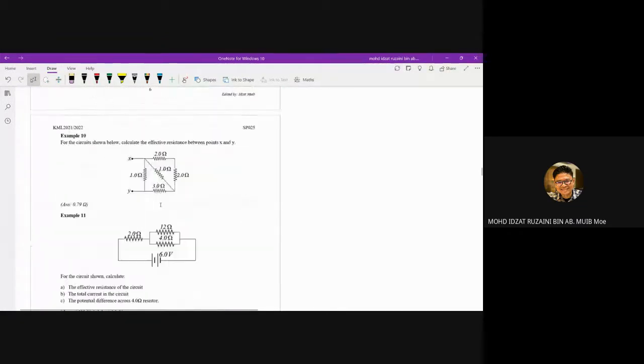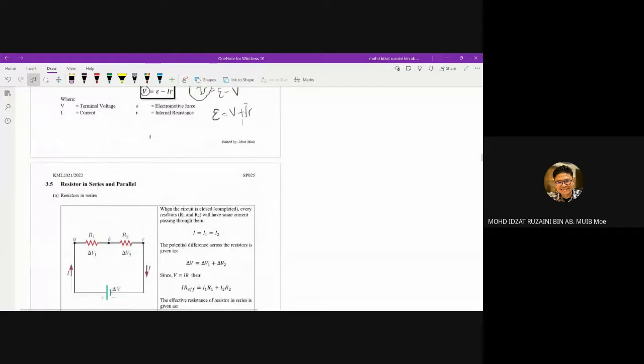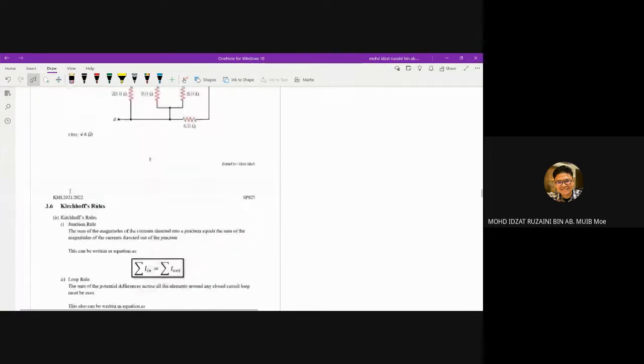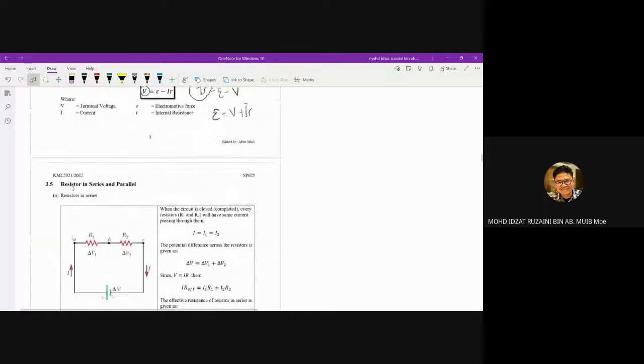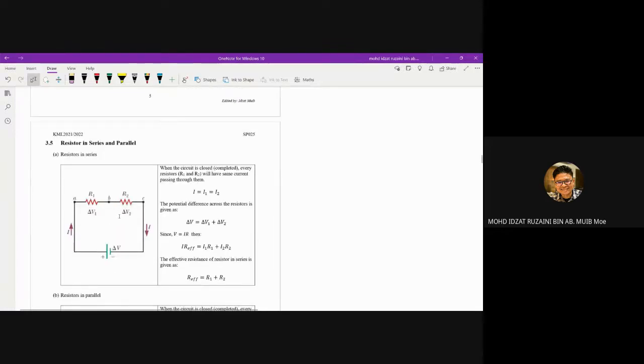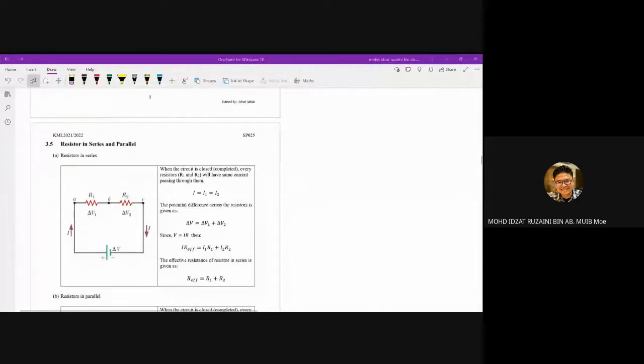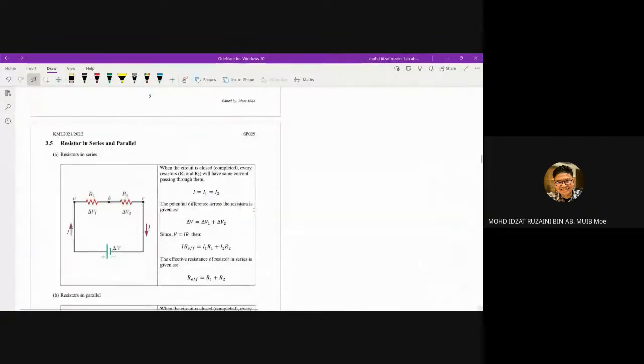Okay, 3.5 tentang resistor in series and parallel. Dalam kes ini kamu akan tengok macam mana kamu nak derive the equation. Do we need to derive the equation? Derive and determine. Alamak, kena derive. So kamu kena derive di sini.